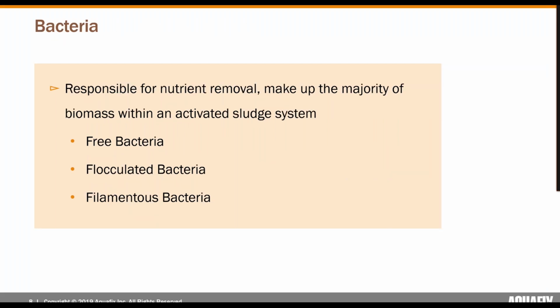And so starting off, our initial observations are always going to begin with bacteria within a wastewater system. As we stated earlier, bacteria are going to be responsible for nutrient removal, and they're going to make up the majority of biomass within an activated sludge system. We're going to have three general categories of bacteria that we'll be talking about. That will be free bacteria, flocculated bacteria, and filamentous bacteria.